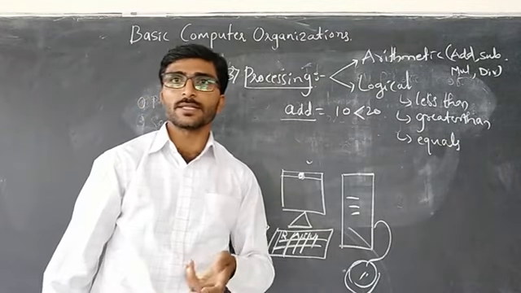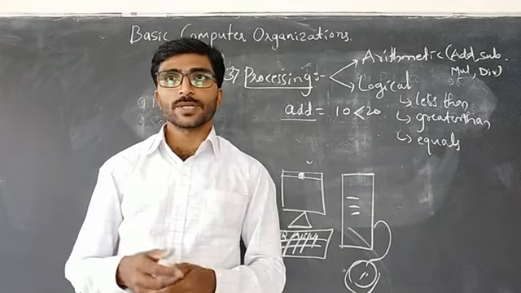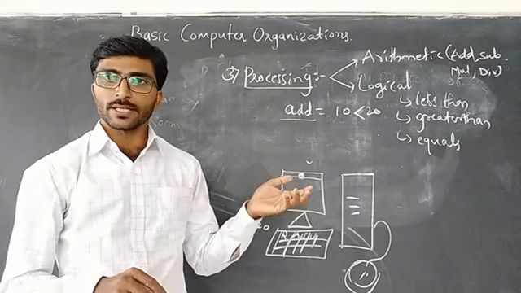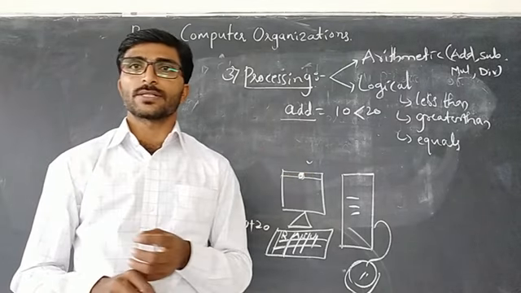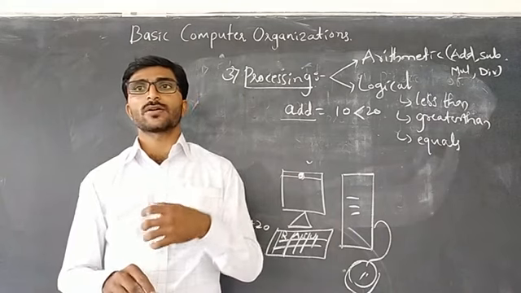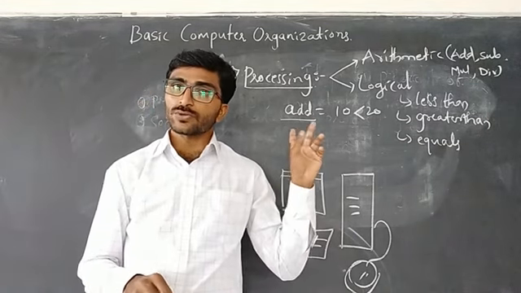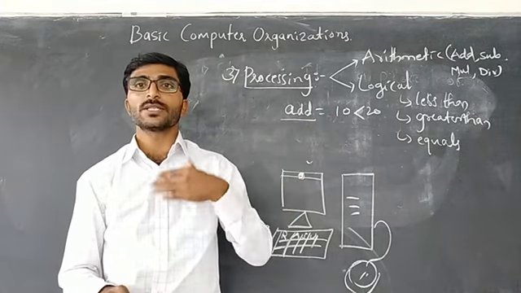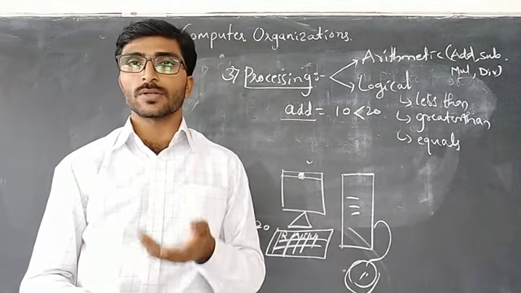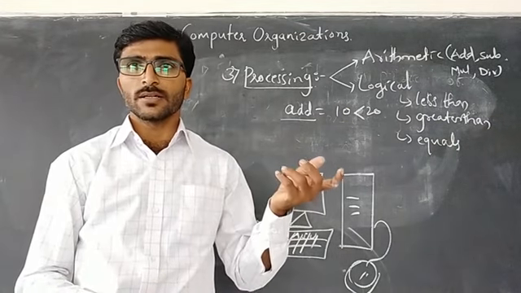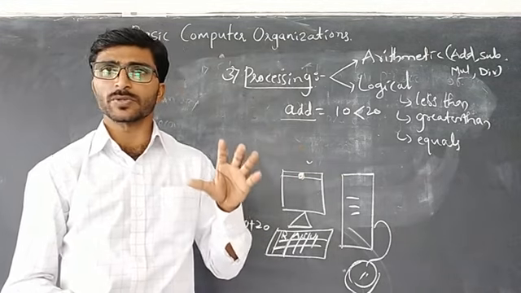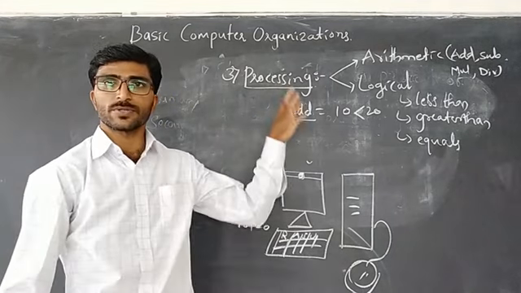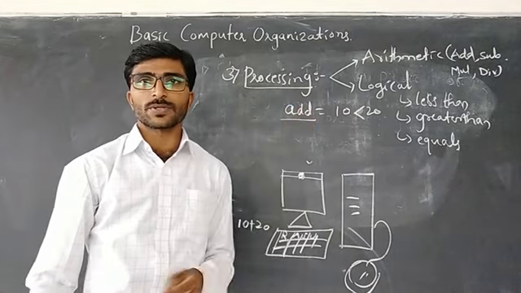So processing means performing arithmetic operations like addition, subtraction, multiplication and division, or logical operations like comparisons such as equal to, less than or greater than, on the input data given by the user, like 10 and 20, anything. It may be image, audio, whatever the input may be, to convert the data into useful information. That is called processing.